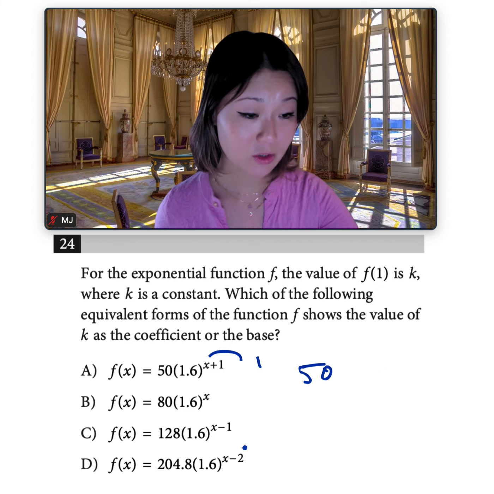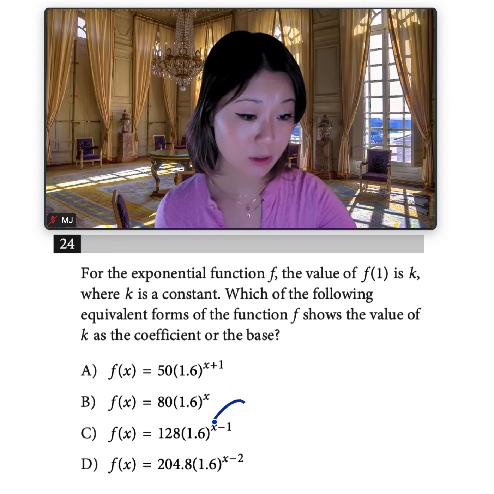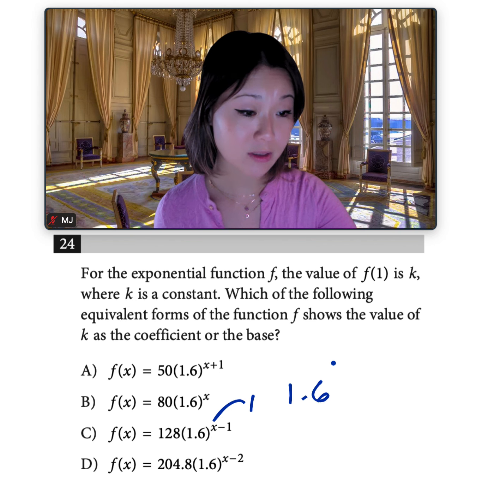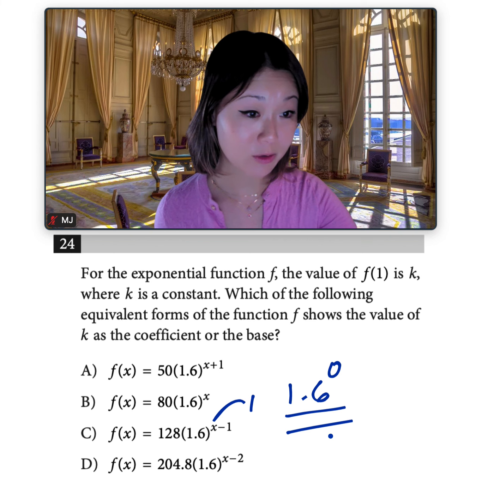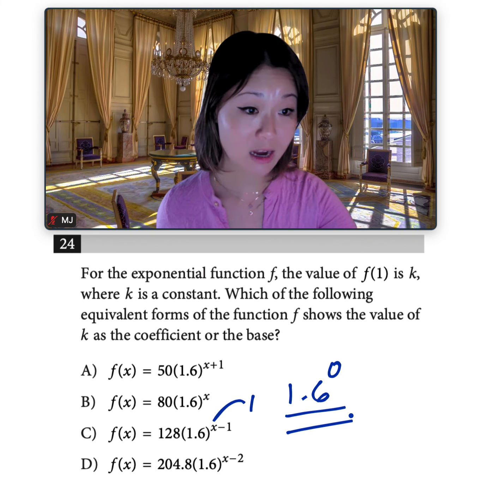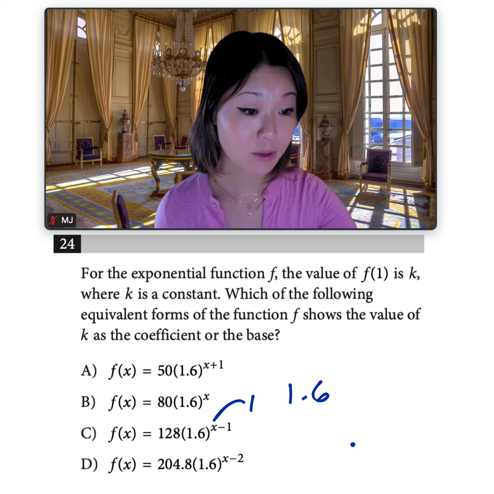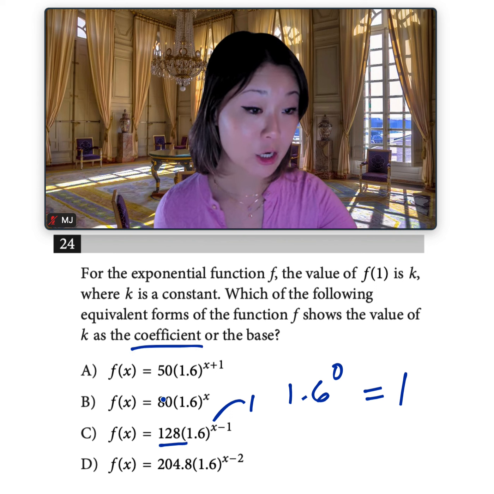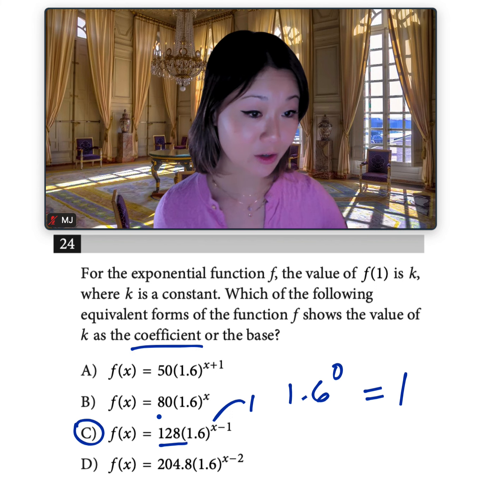But there's a very interesting thing that happens when you put x equals 1 here, which is that you get 1.6 to the power of 0. Now, this is also another mathematical fact that you have to know, which is that any number taken to the power of 0 is actually 1. So because 1.6 to the power of 0 is actually 1, you're going to get right back at that 128, and 128 is definitely a coefficient in this case. So we're going to go ahead and pick C.